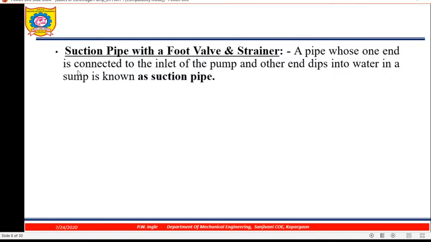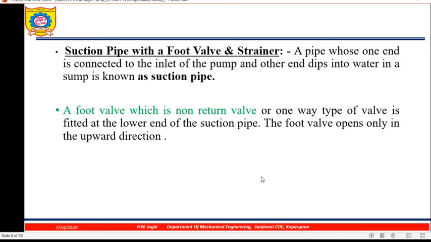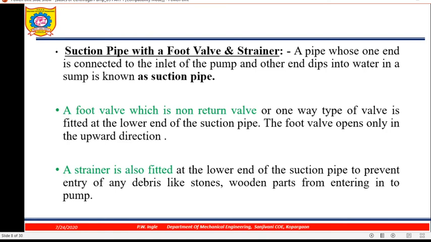A pipe whose one end is connected at the inlet of pump and other end dips into water in a sump is known as suction pipe. A foot valve, which is known as non-return valve or one-way type of valve, is fitted at the lower end of suction pipe. And the foot valve opens only in one direction, the upward direction.